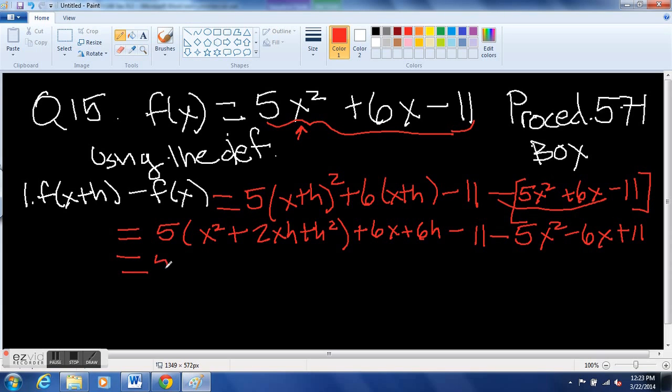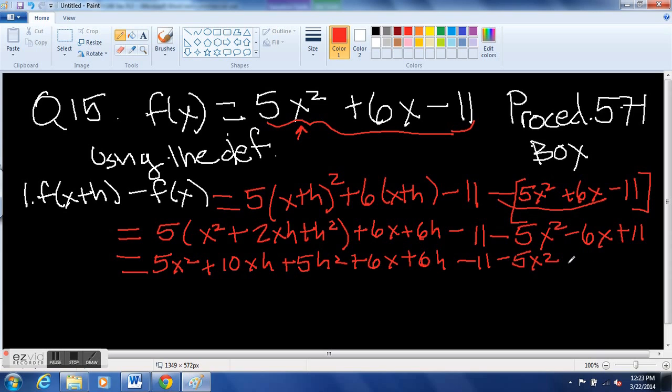Okay, now we have to write this out again. So I'm just expanding. Some of you may write all of these steps, some of you may condense your steps a little bit. 5 times 2 is 10xh plus 5h squared. And then we have plus 6x plus 6h, minus 11 minus 5x squared minus 6x plus 11.